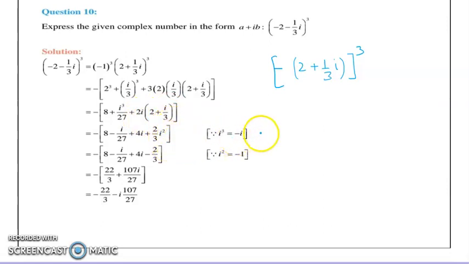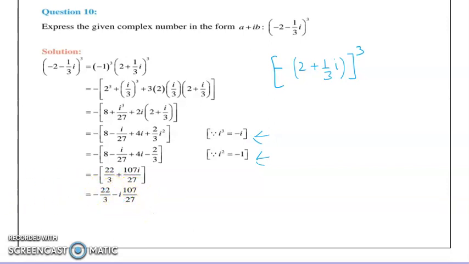So i³, already told, students, is −i, and i² is equal to −1, you already know. So simple expansion, students, right? So i/27 plus 4i plus (2/3)i². So 8 − i/27 + 4i − 2/3. So 22/3 plus 107i/27. So solving this, we are getting −22/3 − 107i/27.